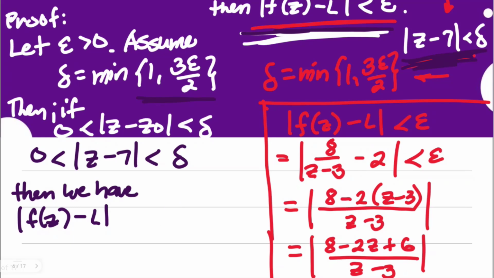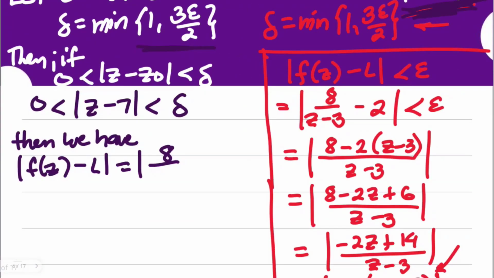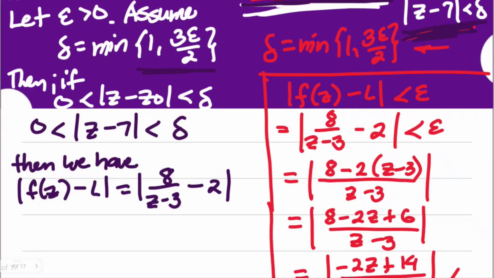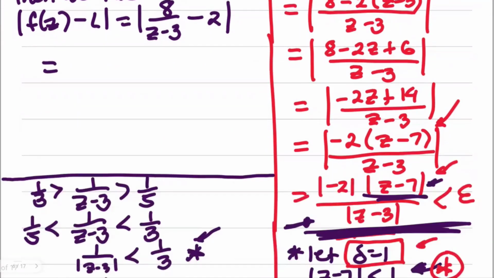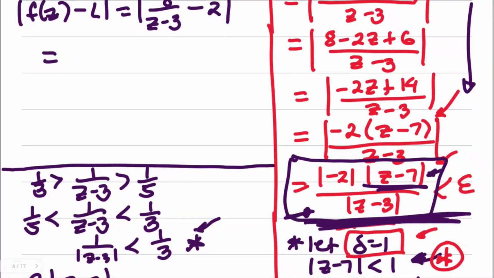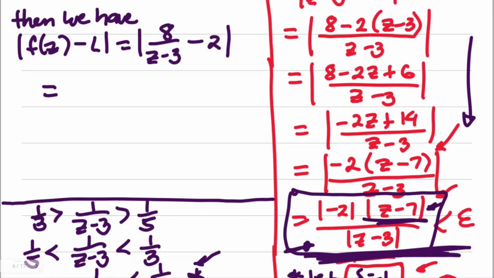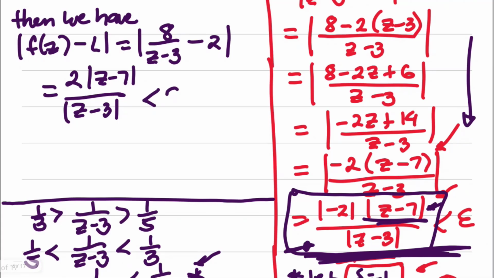Okay, so our f of z is already 8 over z minus 3, minus your L, which is 2. Since we already have our scratch work, we can just combine automatically and proceed to this portion here. This is the final form using our scratch work. That's also the purpose of our scratch work. So you have here the absolute value of 2, which is 2. You have here z minus 7, and you have here z minus 3. We need to show this to be less than epsilon.